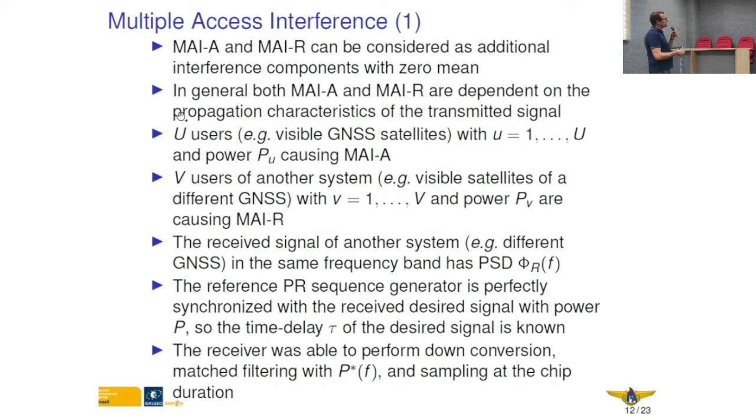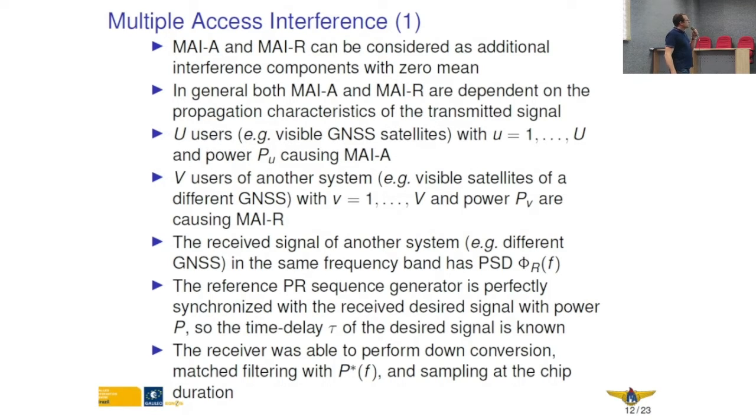We will consider that there are capital U users, for example visible GNSS satellites, with u from 1 to capital U, and each has power P_u, causing intra-system interference. We also consider V users of another system, for example visible satellites of a different GNSS, with v from 1 to capital V, having power P_v, causing inter-system multiple access interference. The received signal of another system, a different GNSS in the same frequency band, we can call the power spectral density Φ_R(f).